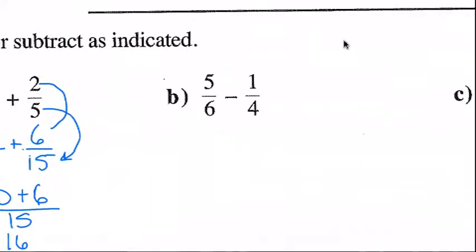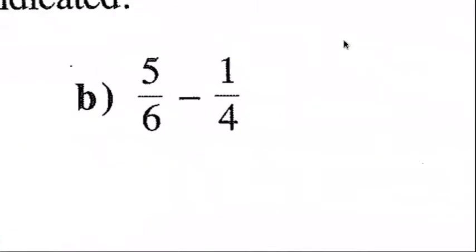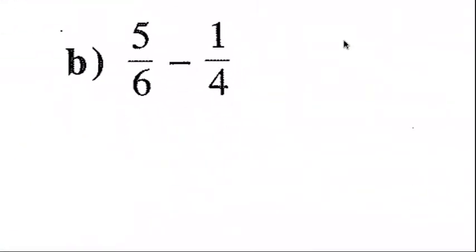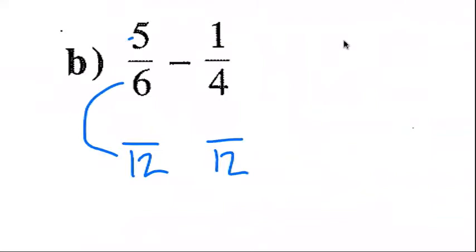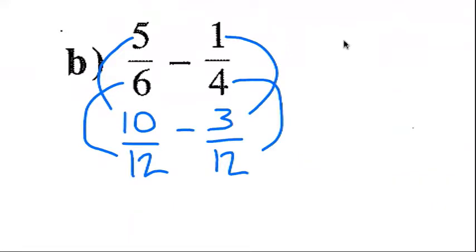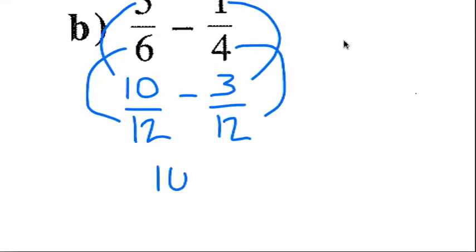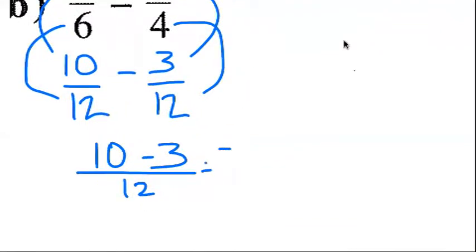Question B, 5 over 6 minus 1 over 4. My lowest common denominator is 12. So I make equivalent fractions on 12. 6 times 2 is 12, so 5 times 2 is 10. 4 times 3 is 12, so 1 times 3 is 3, subtracting. So I go 10 minus 3 all over 12, which is equal to 7 over 12.